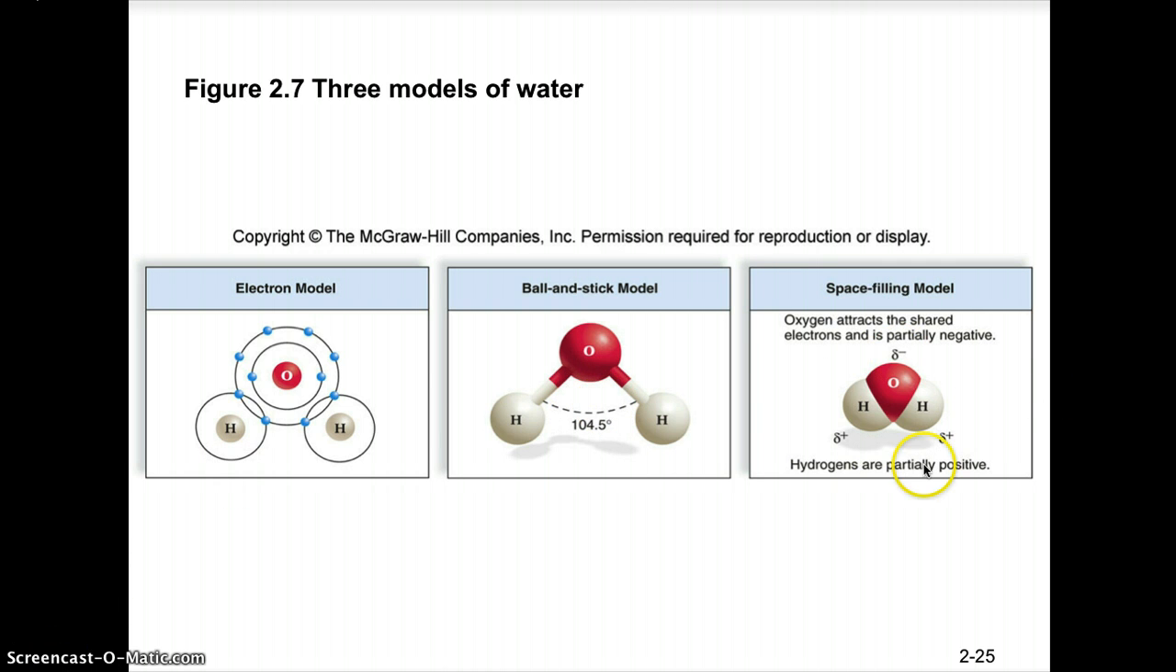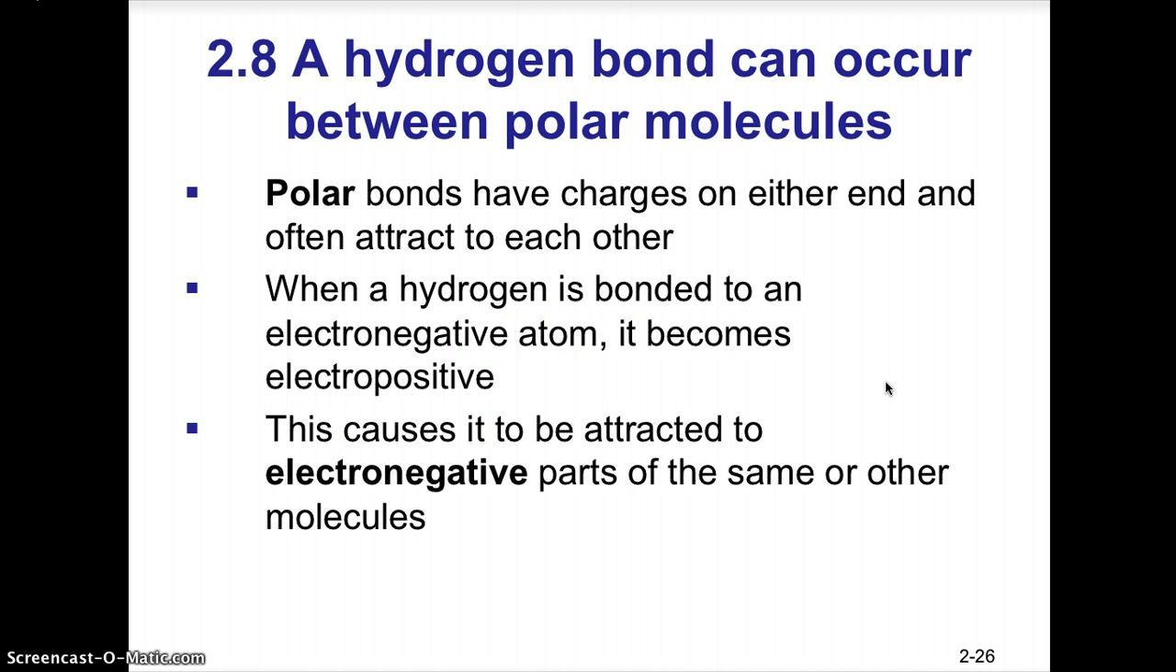As you can see here in the ball and stick model, you get the partial positive charge around hydrogen and the partial negative charge around the oxygen atom. Now, remember that polar bonds have charges on either end and often are attracted to each other. So when hydrogen is bonded to an electronegative atom, it becomes electropositive. And this causes it to become attracted to electronegative parts of the same or other molecules.